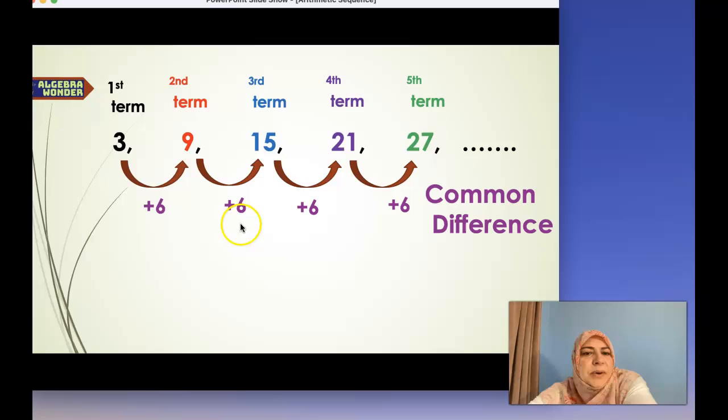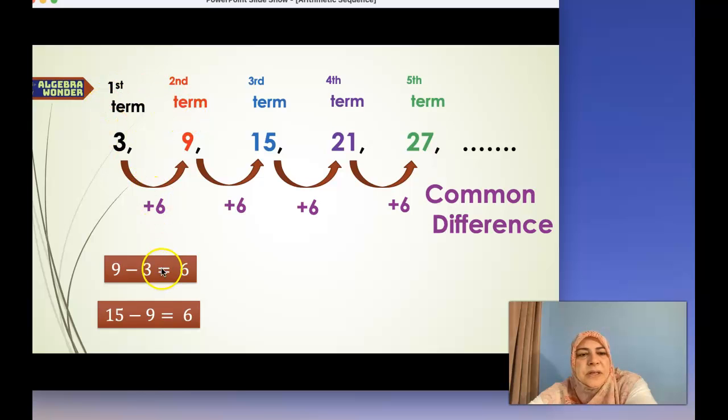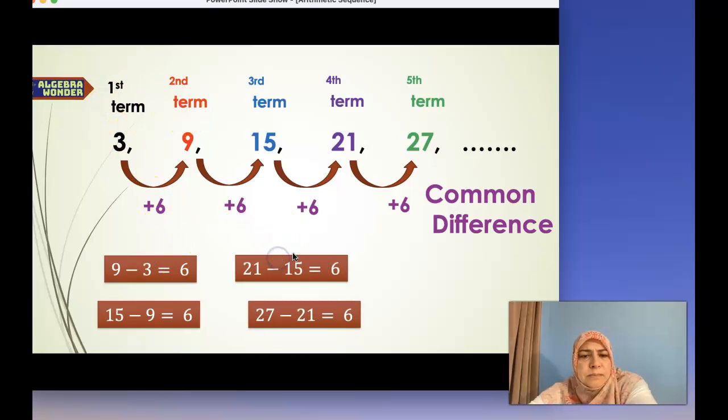So it's a constant number, and we call it the common difference. Why difference? Because you get 9 minus 3, second term minus the first, you get 6, and so on. Fifth term minus the fourth term gives you 6. So the difference between any two consecutive terms, if you subtract them, going backward, you subtract; this way you add. So 27 minus 21, 6. 21 minus 15, 6. 15 minus 9, 6. 9 minus 3, 6. So we call this the common difference.